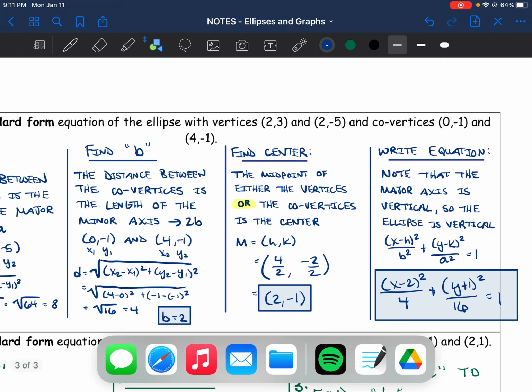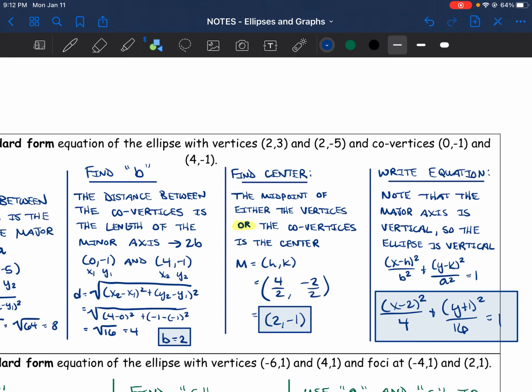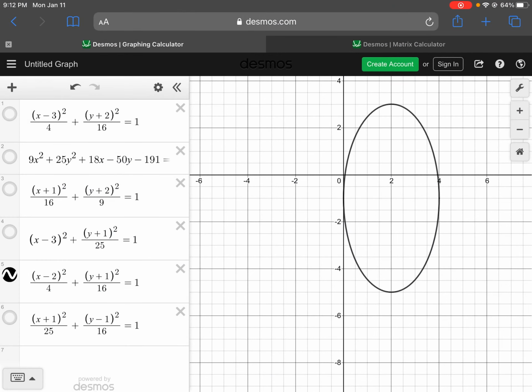Once again, let's go ahead and double check this real quick. So jump over to Desmos. There it is, x minus 2 squared over 4 plus y plus 1 squared over 16 equals 1. And we can see that we're supposed to have vertices at 2, 3, and 2, negative 5. I'll double check that real quick.